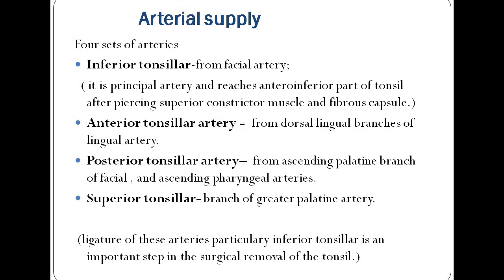Arterial supply is by 4 sets of arteries to the tonsil. One is the inferior tonsillar artery. It's the principal artery to the tonsil and it's a branch of the facial artery. It reaches the antero-inferior part of the tonsil after piercing the superior constrictor muscle and fibrous capsule.